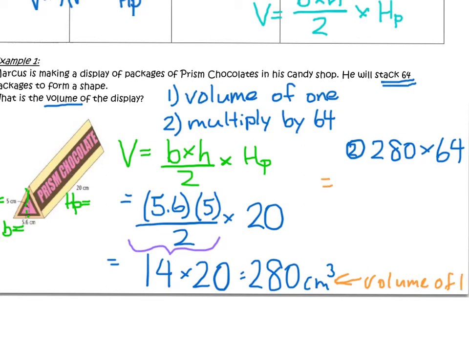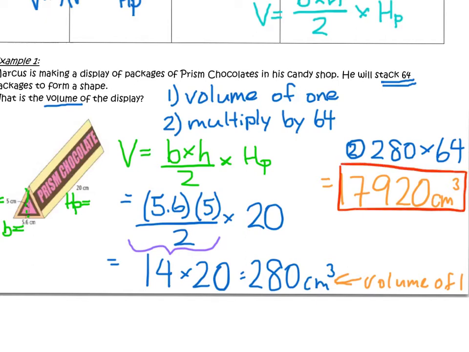Final answer again, Ethan? 17,920 centimeters cubed. So that's what today is. Today is word problems using the same formulas, maybe doing an extra multiplication or division at the end to actually answer the question that's being asked. So the important part for this question was realizing that you had to multiply it by 64, which most of us understood.